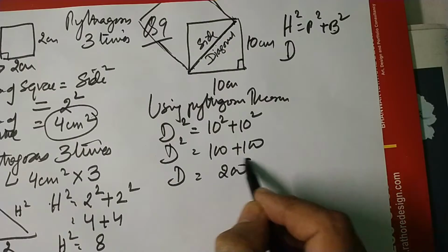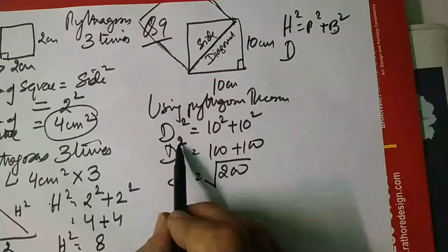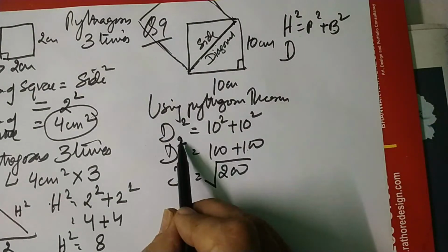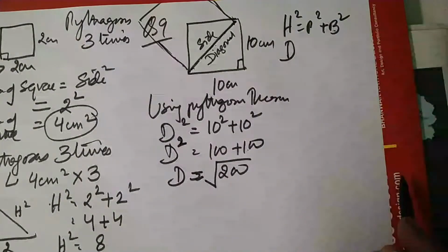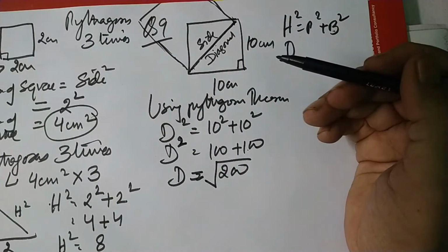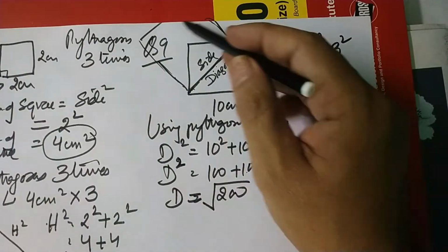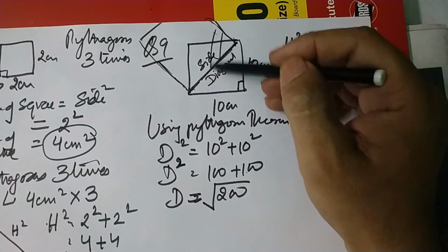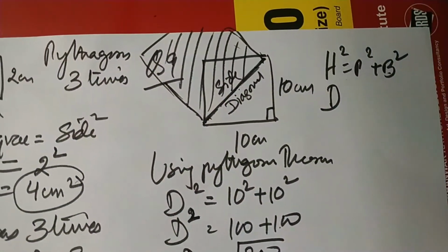So what is the diagonal? Under root of 200. Got it? d square is equal to 100 plus 100, which is 200, and when you remove the square it becomes under root. Now the question says a square has a side of 10. If you construct a square on the diagonal, what is the area of this square now? So yes, under root of 200. Now I have to find the area of the shaded square, the square which is made on this side.